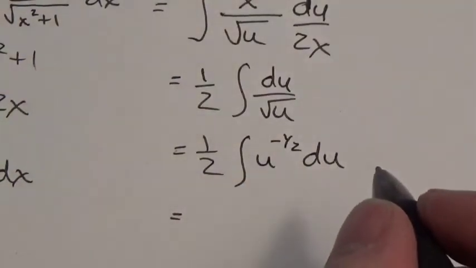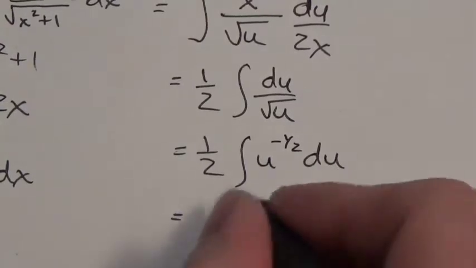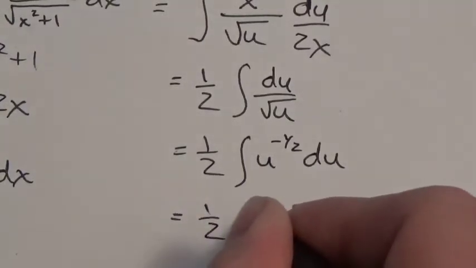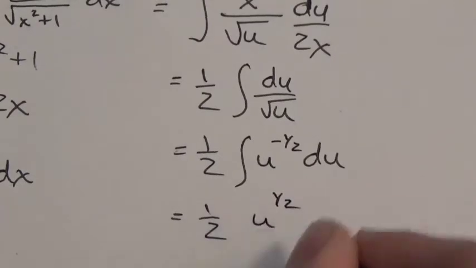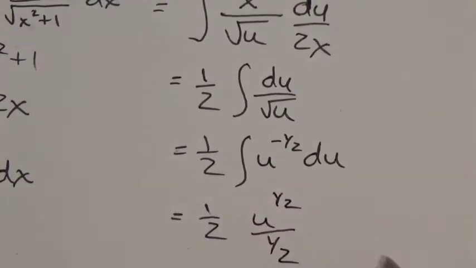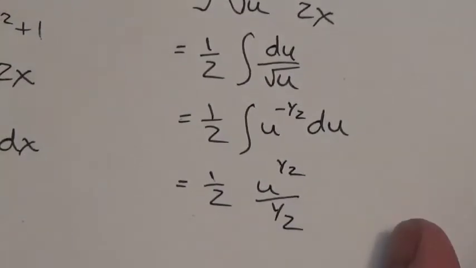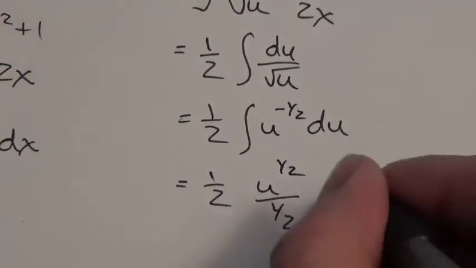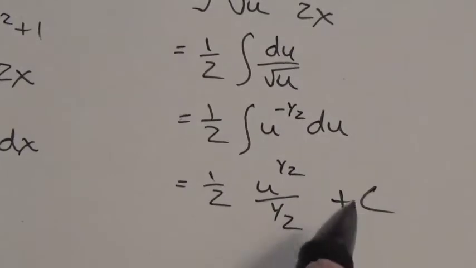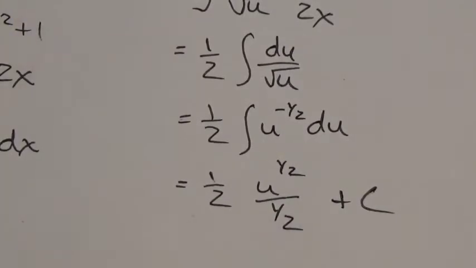Okay, I'm going to divide by the new exponent here. So this is going to be 1/2, and then out here u to the 1/2 divided by 1/2. Wait for it. Plus c, that's right. Okay, good. Plus c. Always remember to put the plus c when it's an indefinite integral.